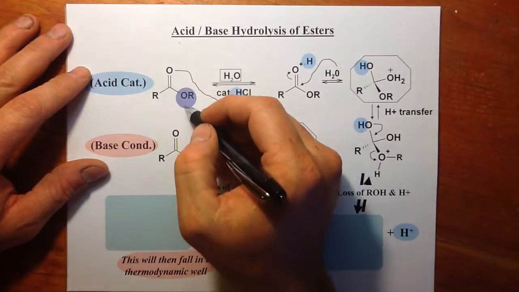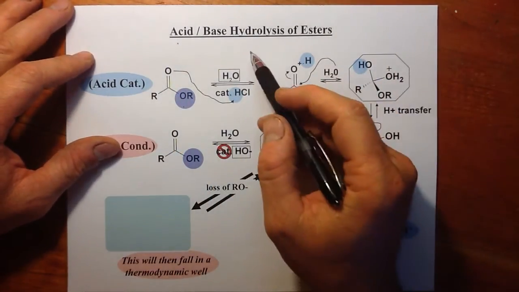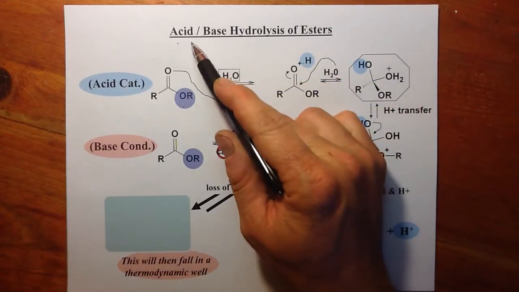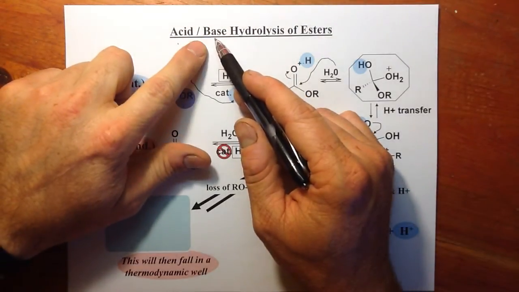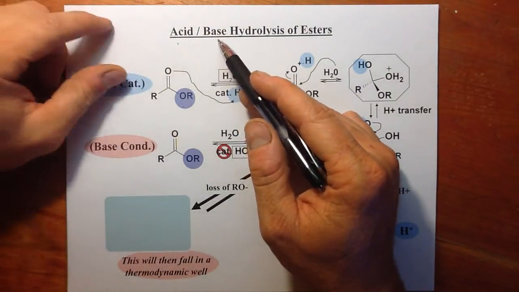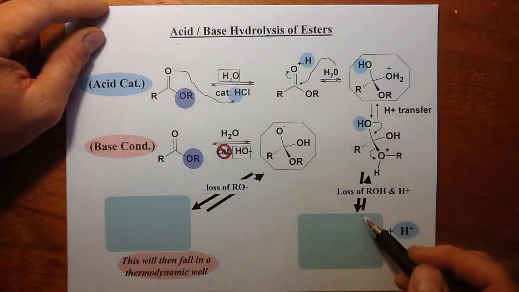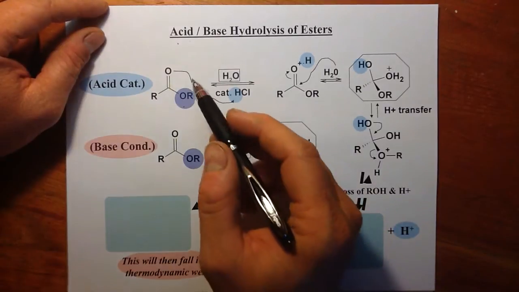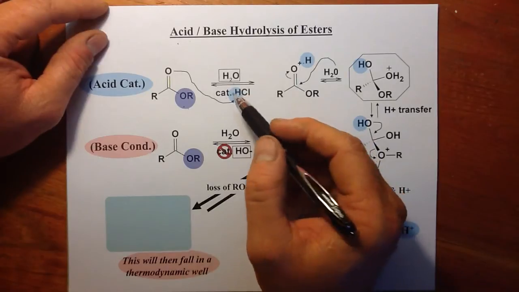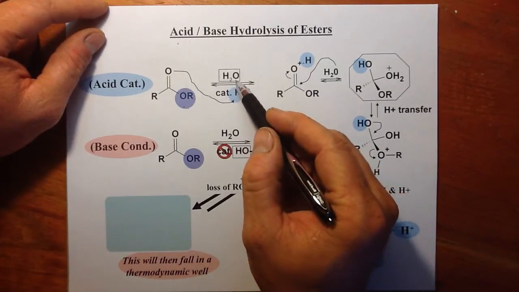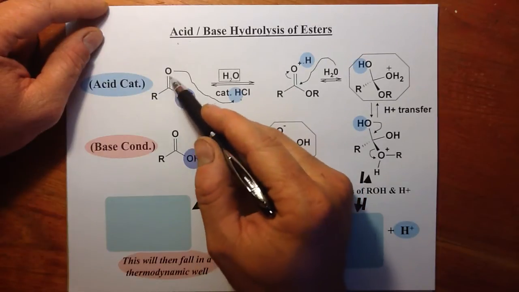So let's look at esters hydrolyzed either in base or acid conditions. One will be acid catalyzed, the other one will be just base conditions because it's non-reversible. Catalytic conditions have reversibility. So let's look at reversibility, where we have double-headed arrows all the way through the complete reaction in the acid catalyzed hydrolysis of an ester, where we have an OR group off of the carbonyl.